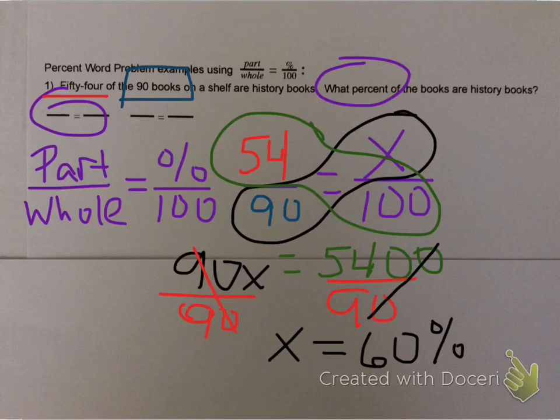60%, and let's look back at the problem and label that a little better. What percent of the books are history books? So 60% are history books. So I'm going to write history books.